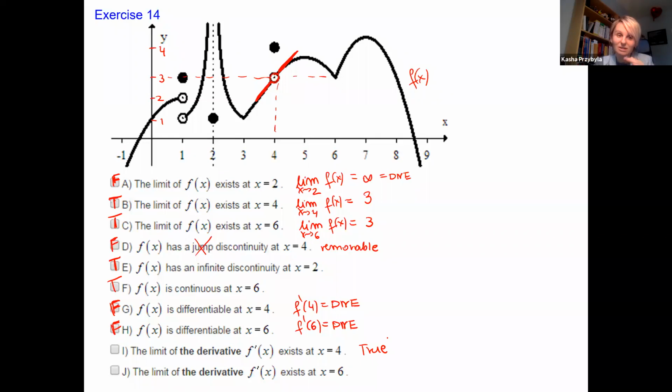Okay, do we understand? Because the limit gives me the option that we're not looking directly at that point. We're looking near that point. And the derivative, in this case the slope, is actually the same. And let's see if you can answer the last one. The limit of the derivative f prime exists at 6. Do you think we will have the same tangent line on the left-hand side at 6?